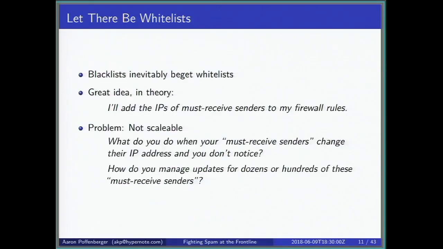And of course, if you're going to have blacklists, they pretty soon beget whitelists, because you want to make sure that the people that should be sending to you can get through. It's a great idea in theory. The problem is how do you keep it up to date? People and domains do change IP addresses from time to time. And it works fairly well for one domain, two domains, maybe 10 domains, but if there's 100, 1,000, how are you going to keep this up to date manually?